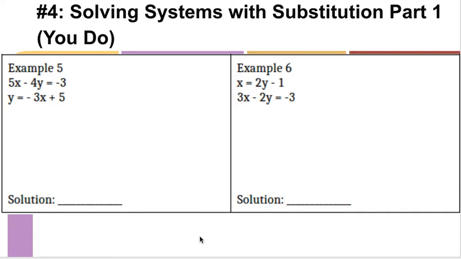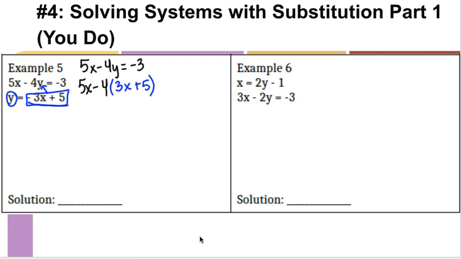So example 5 says 5x minus 4y equals negative 3. Second equation says y equals negative 3x plus 5. I see that this y is alone, so I'm going to take this value and substitute it in for y. So let's go ahead and do that. 5x minus 4y equals negative 3. I'm going to replace y with this blue equation right here, negative 3x plus 5. And just keep copying, equals negative 3.